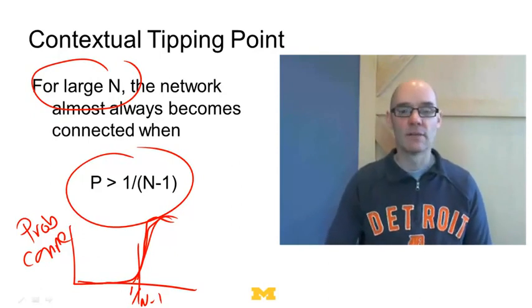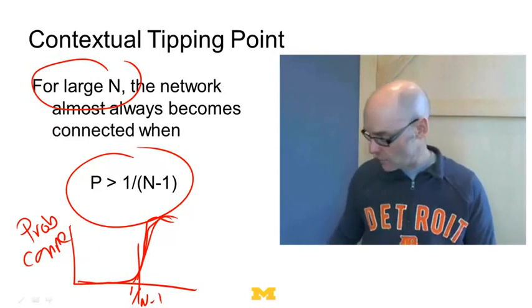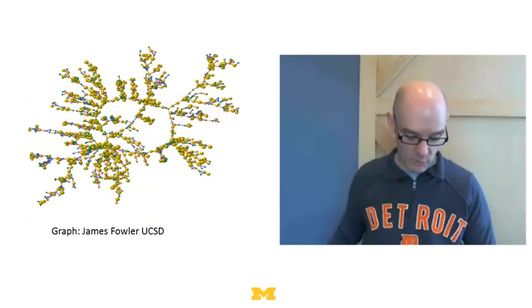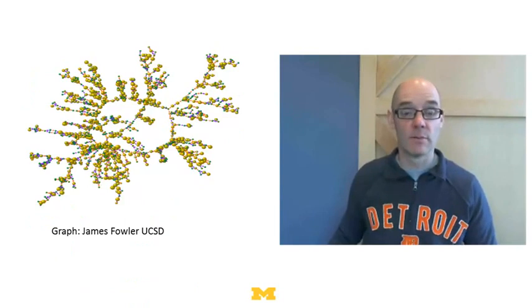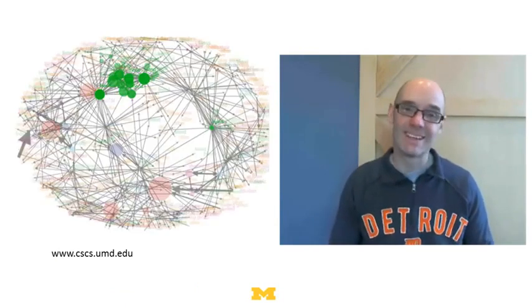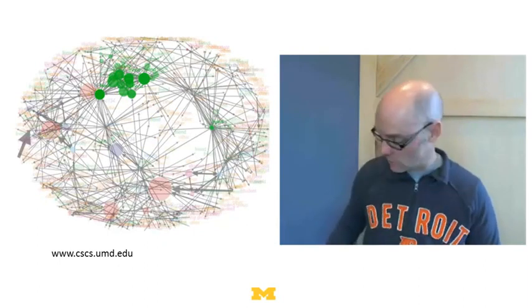Now these random graphs, you can prove a lot of nice results about random graphs, but the thing is, that's not what real social networks look like. Remember, here's that middle school graph from James Moody. That doesn't look random. Here's the adult network graph from the Framingham study. That doesn't look really random either. And here's an email network. That doesn't look random either. So what we'd like to do is have a network that looks more like what real networks look like.